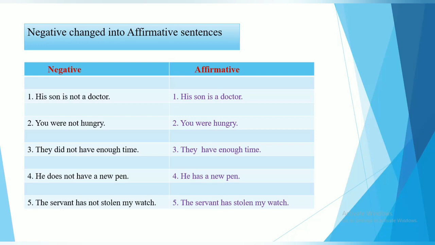Number 4, he does not have a new pen. In affirmative, we say he has a new pen. Number 5, the servant has not stolen my watch. In affirmative, we can say the servant has stolen my watch.